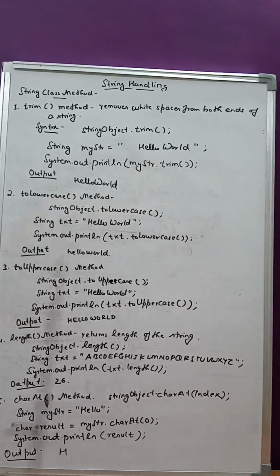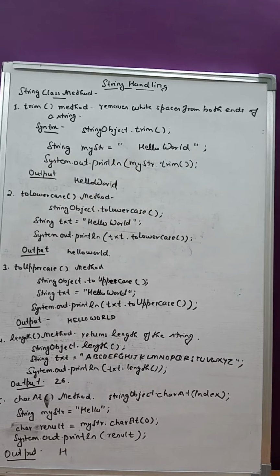You just have to remember what the method does and how it is implemented. What the method does is remove the white spaces before and after the string, right? And in that case the output will be like this. If you have written hello world like this, the output will be produced like this, hello world.